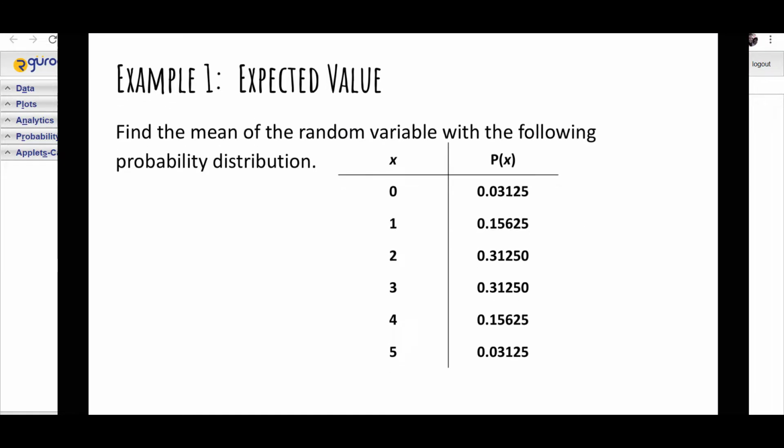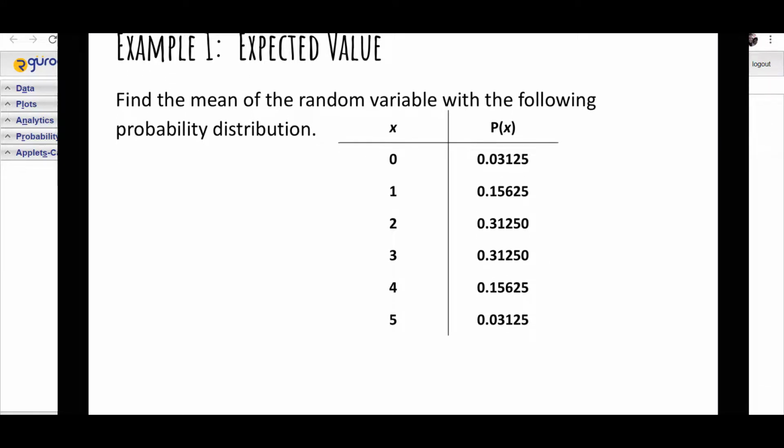All right, so why don't you do this one? Pause the video and try this one, find the mean of the random variable, the same way that we just did on the previous screen. This one doesn't have any context, it's just numbers, but do the same thing, multiply each x times the p of x, and then add them together.